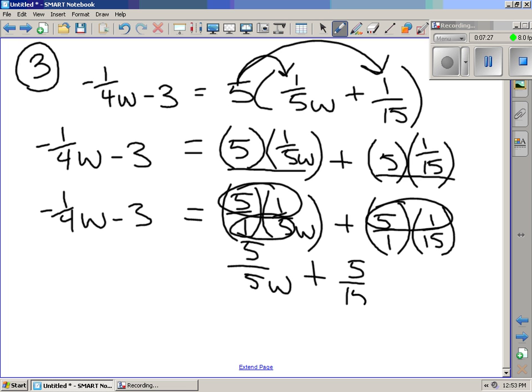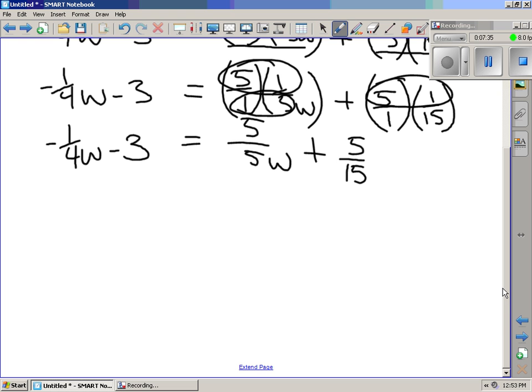Over here I take 5 and multiply it by 1, and I get 5. 1 times 15, I get 15. And then on the left side, I have -1/4 w minus 3. That is not changed. Now I can reduce. This is equal to 1 w. 5/15 reduces to 1/3.